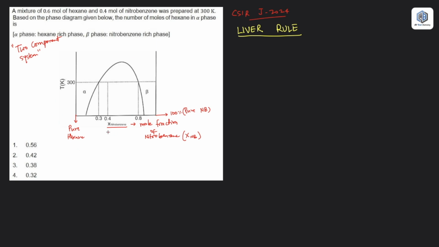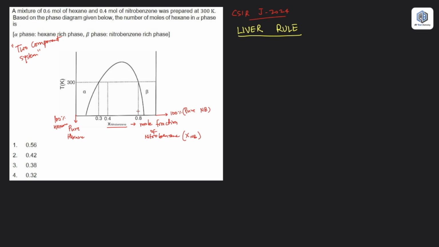So this is a two component system, where at this place you have 100% hexane, or pure hexane, and here you have 100% pure nitrobenzene, and at certain points you have certain mole fractions of nitrobenzene. This is the diagram. Now the lever rule helps you find out how much composition of a particular mixture, a particular liquid, you have, based upon their mass balance.